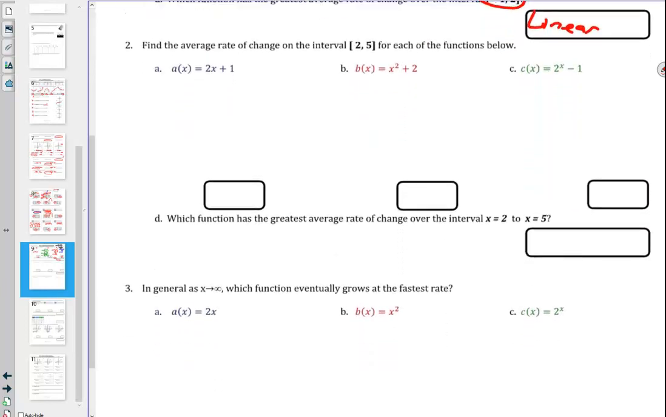All right, see if you can do number 2 there. I want you to do all of them. Find all those rates of change. Luckily, you don't have to deal with the negative here. Okay, we'll do A together because that should be easy.